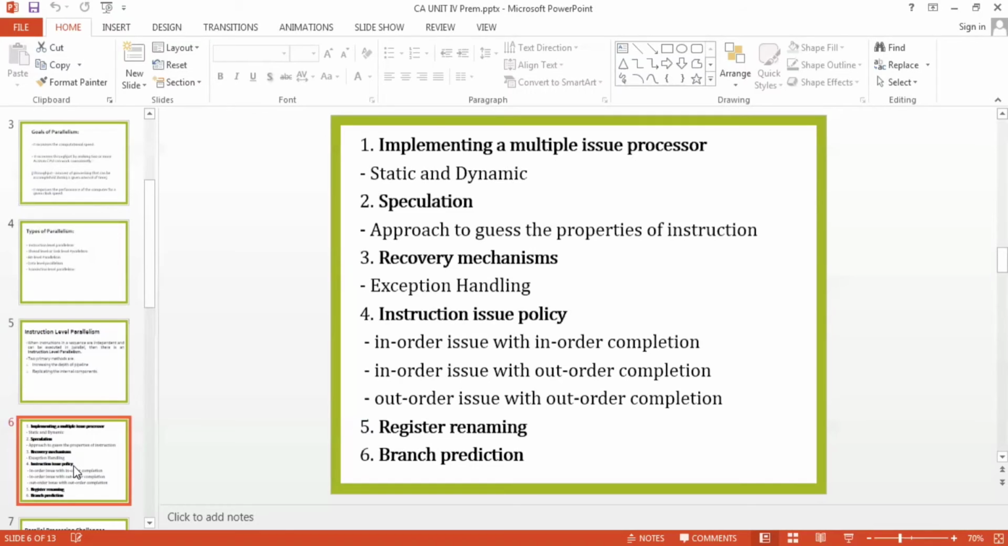The next one, instruction issue policy. The instruction issue policy can be used for in-order issue with in-order completion, in-order issue with out-of-order completion, and out-of-order issue with out-of-order completion. So this is the completion range of instruction level parallelism. And register naming. If you are using more than one register and have any confusion, you can rename the register with the help of instruction level parallelism. And branch prediction. How the branch will be identified, automatically we can use the adder to conclude the next instruction with the help of branch prediction.